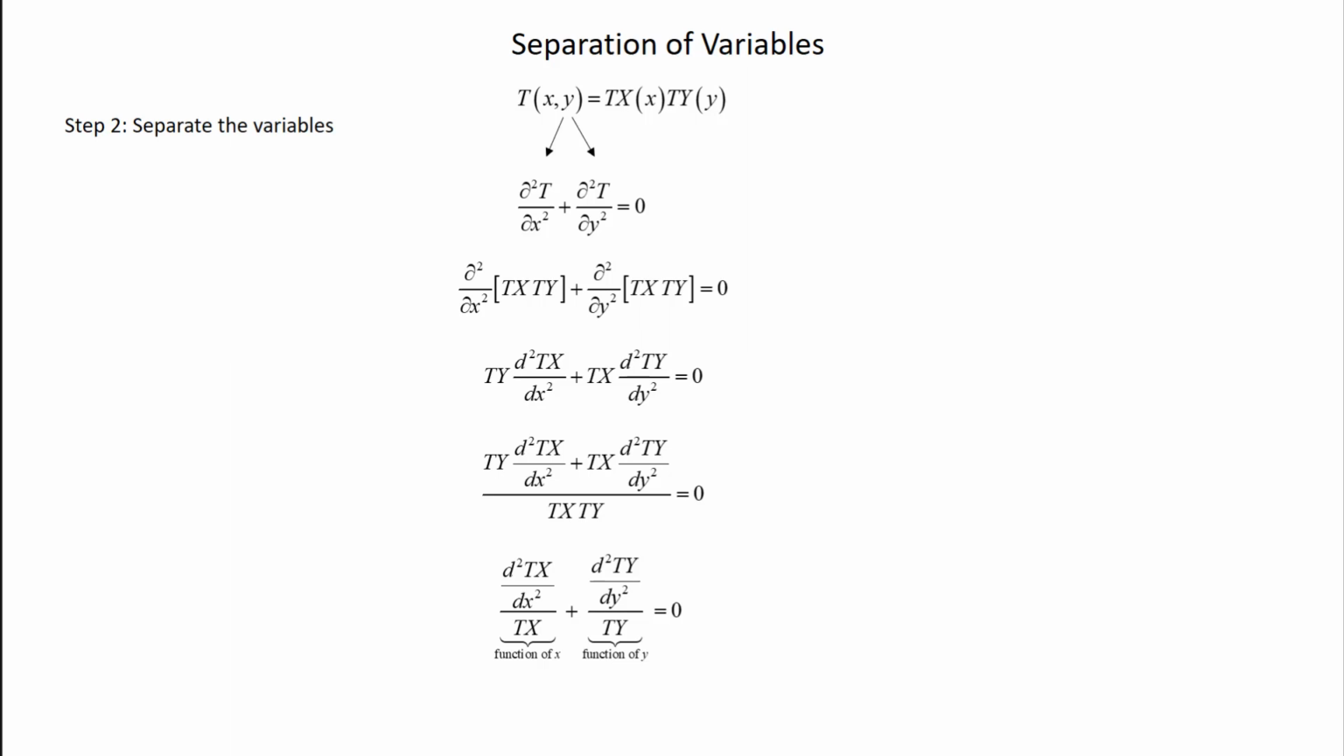So once you've determined that you have a problem that actually can be solved using separation of variables, so it fulfills all those requirements, then step 2 is you go through the process of separating the variables. And what that really means is you're going to take this temperature solution, which is a function of x and y, and you're going to assume that it can be expressed as the product of a function T_x, which is only a function of x, and another function T_y, which is only a function of y.